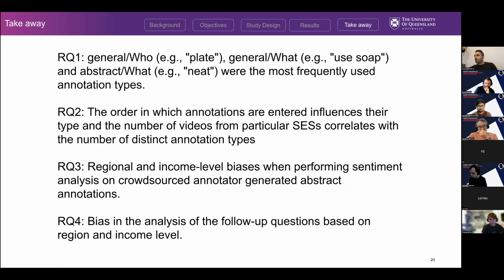So all in all, we ran a controlled user study and asked workers to provide labels on diverse content. Our findings support the following conclusions. The most frequently used annotation types are general and abstract. The workers' English annotations in turn influence their types, and the number of radios from a specific SES is correlated with the number of distinct annotation types. We observed regional and income level bias when performing sentiment analysis on abstract annotations and analyzing the post-annotation questions.